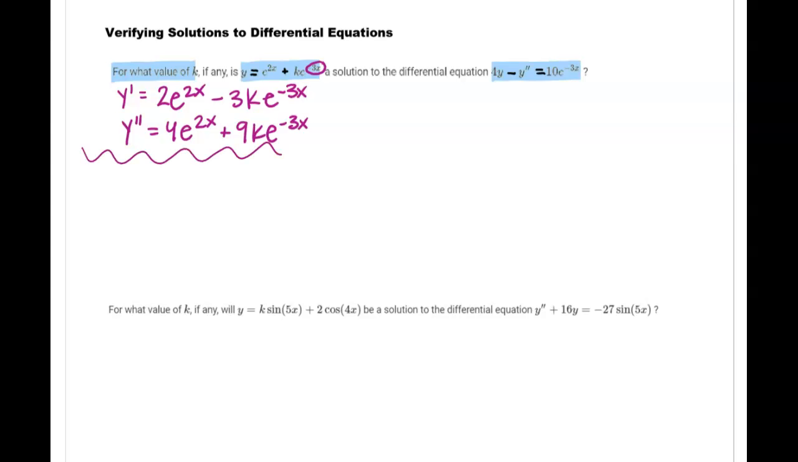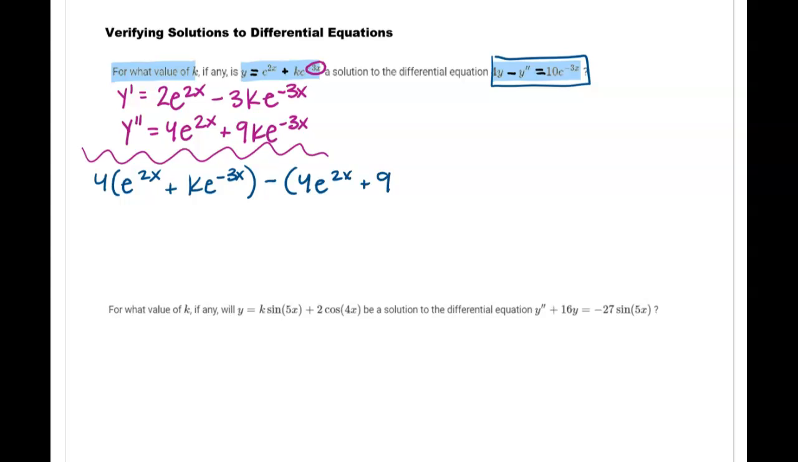So we have y and we have y prime. Now we go back to our differential equation and plug stuff in. So 4y is 4 times our original function, e to the 2x plus k e to the negative 3x, minus y prime, so minus what we just found for y prime, 4e to the 2x plus 9k e to the negative 3x, equals 10e to the negative 3x.